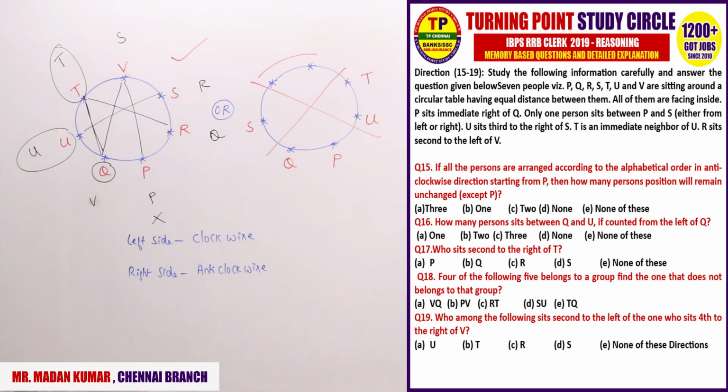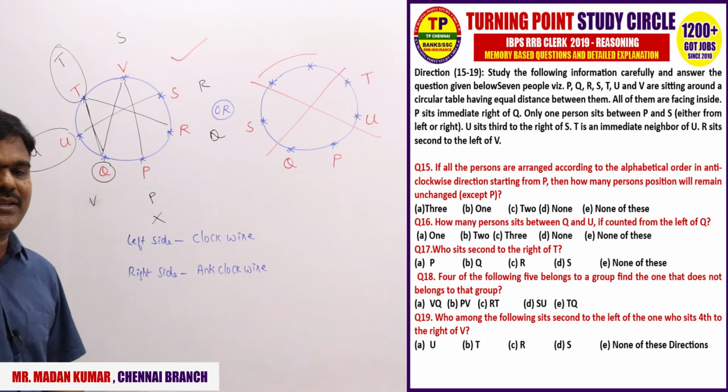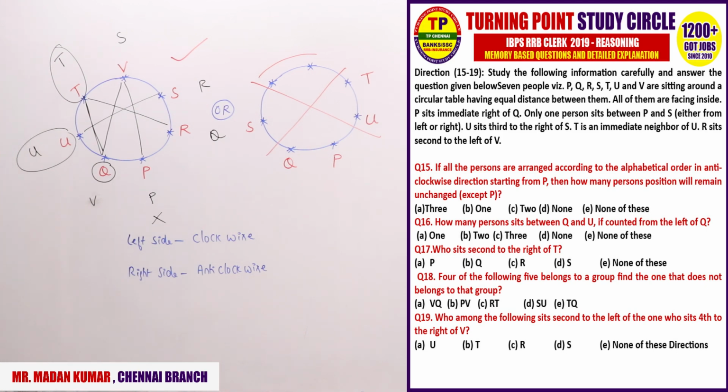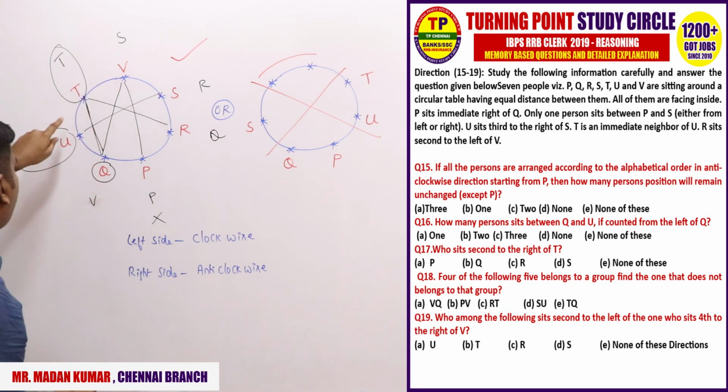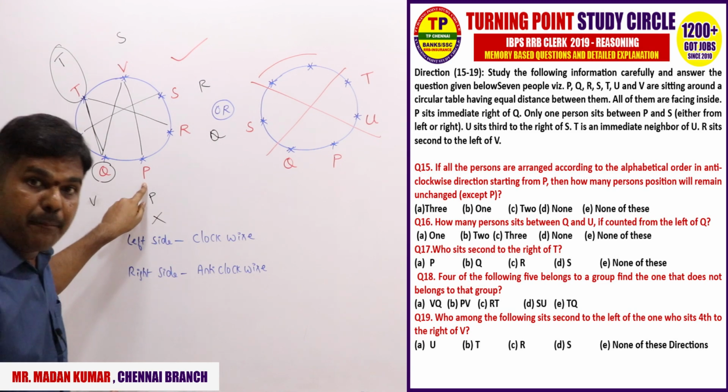Who among the following sits second to the left of the one who sits fourth to the right of V? See, that is a very tricky one. First, find out who is fourth to the right of V. V is here, right? We need to see the anti-clockwise direction. Fourth one: 1, 2, 3, 4. Who is that one? P.